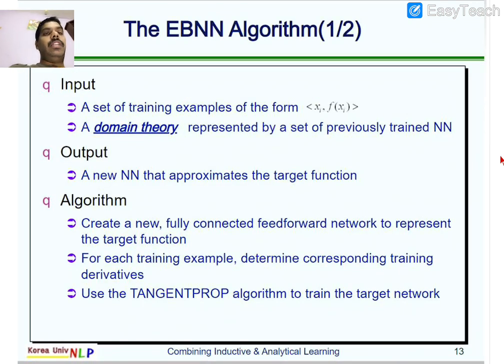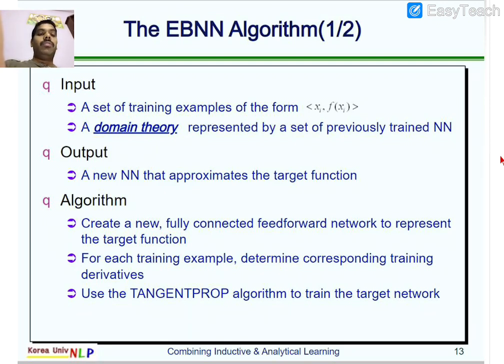So the EBNN algorithm. What is the input for this? A set of training examples, and a domain theory which is going to be represented with the help of neural networks. And what will be the output? We are going to get a new neural network which is going to define the target function, yes or no? So that is what we are going to get as an output.